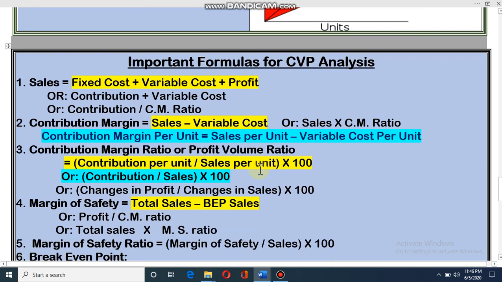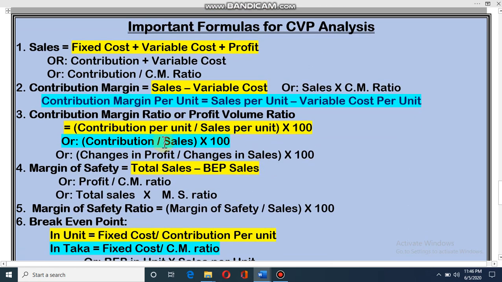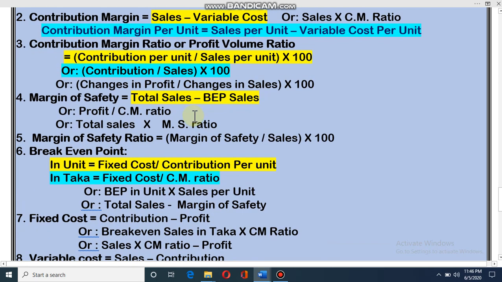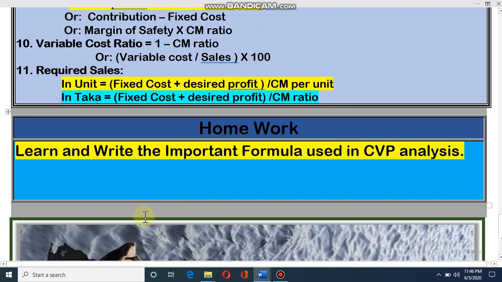And now some important formulas. Dear student, just copy these formulas, and the colored ones are important formulas. Dear student, you will write them in the homework, learn and write the important formulas, and next class we will do the math.